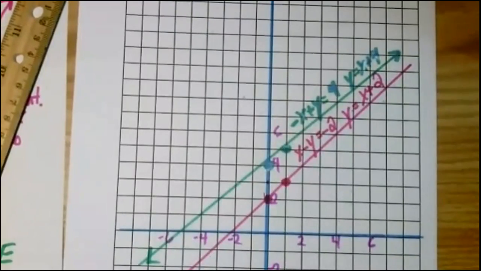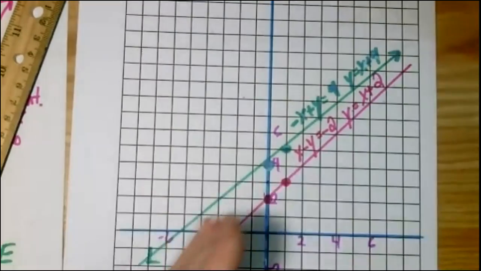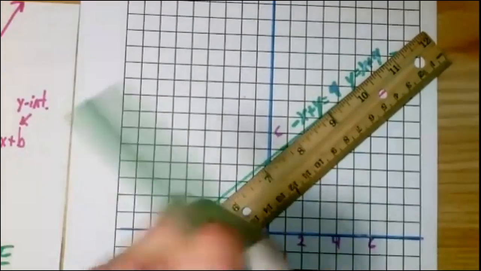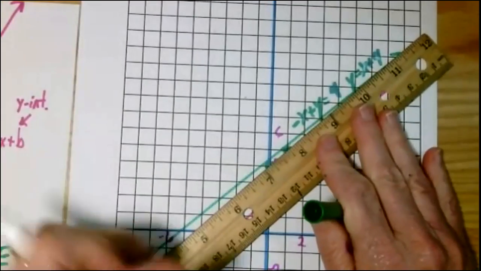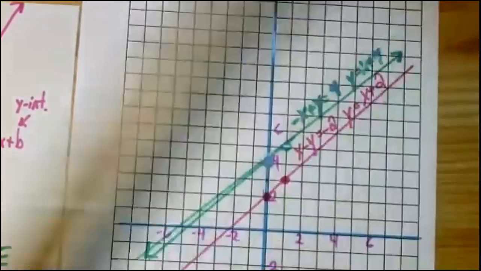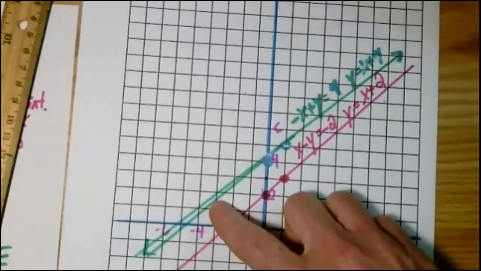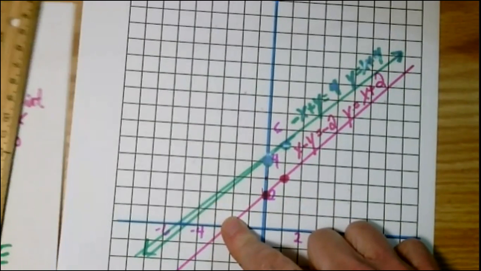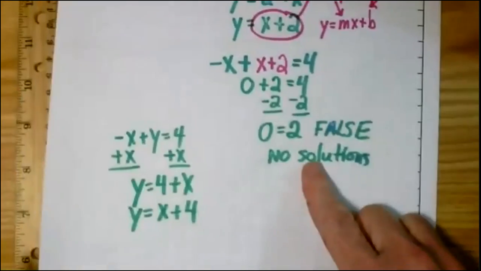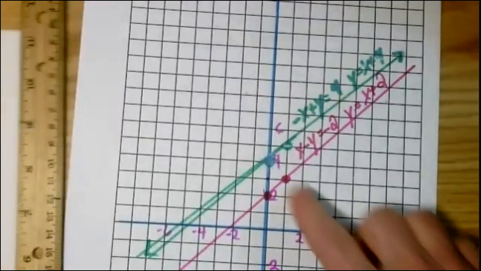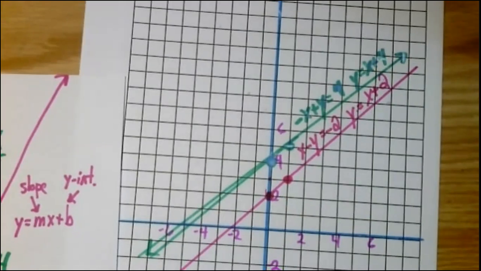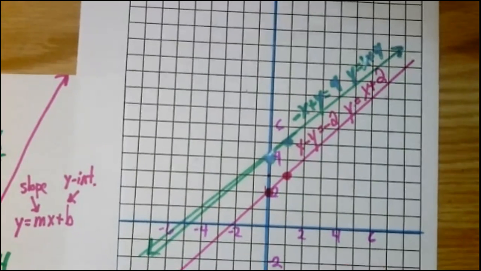Notice that these two lines are parallel, or they should be. My ruler got a little off track here. It really should be more like this. See if I can get it the right way. Something like that. So these two lines are parallel. They will never intersect. And that is why we know that there is no solution to this equation. They will never intersect. No point will make both statements true for both equations.